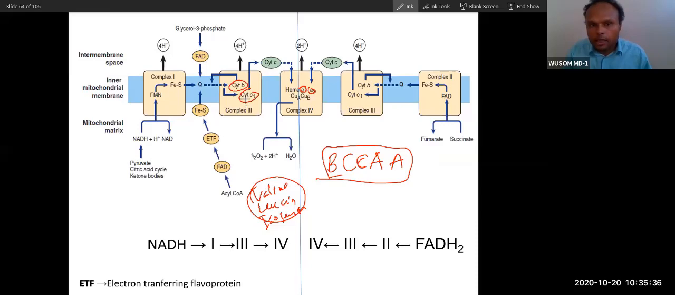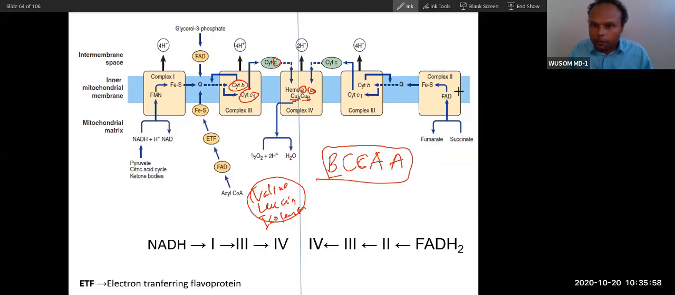Heme is present in cytochromes. The sequence of cytochromes that forms the wiring is b, c1, c, a, a3. Now you can see copper A and copper B. Don't forget copper A and copper B. They are present in cytochrome 4.